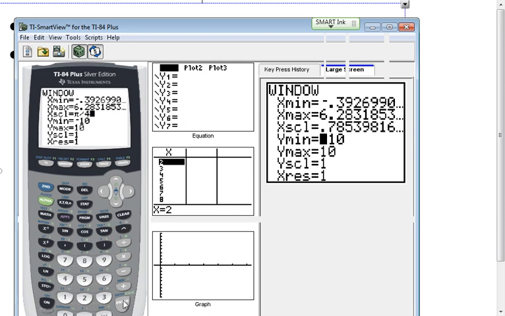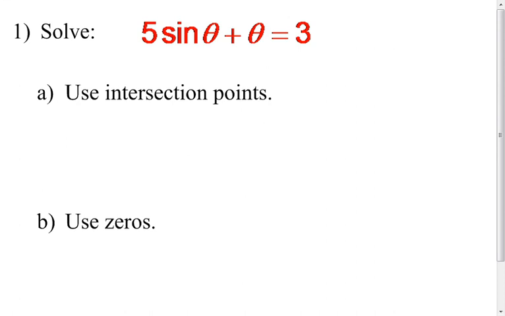Okay. And then your y min at negative 5, your y max at 5, and your y scale at 1. Okay, so that's how your window should be set. So go back and double check that if you need to. So we're there, and we're going to use this for our next problem here.